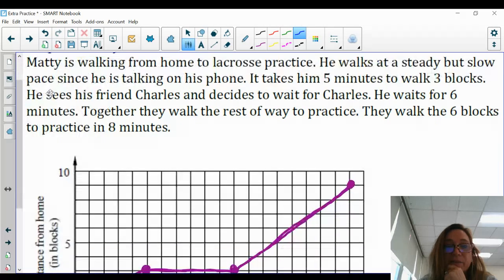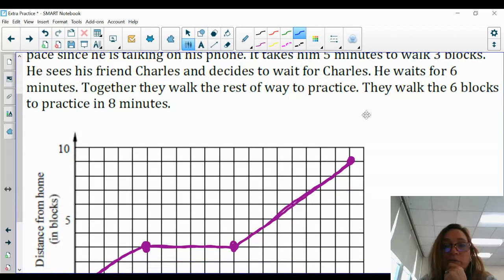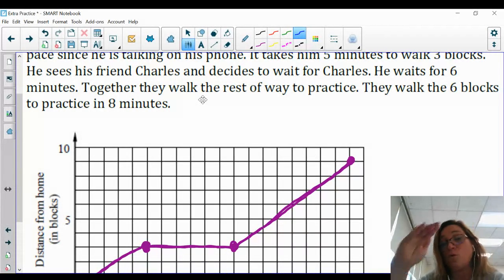All right, something to keep in mind here. Make sure you follow the direction. Like it says that he continued to practice, so that would continue in this direction. On the review sheet, they went back home. That's what the story said. So back home would have been a negative slope.